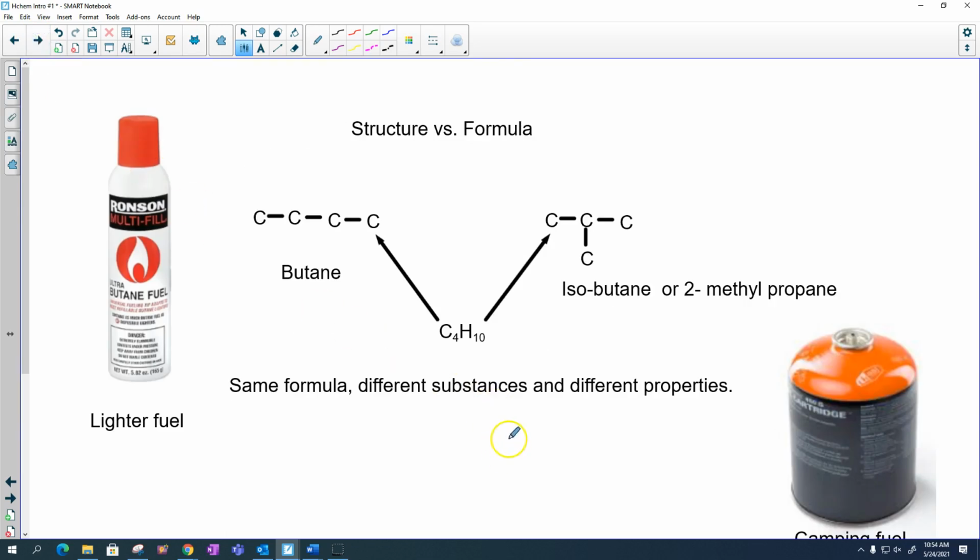Alright, so again, structure versus formula. Both these guys have the same formula, which is C4H10. This guy looks like this, and it'd be 1, 2, 3, 4, 5, 6, 7, 8, 9, 10. And we have here 1, 2, 3, 4, 5, 6, 7, 8, 9, 10. But they're two different chemicals because they have two different structures, even though they have the same formula. So structure and formula don't have to be the same.